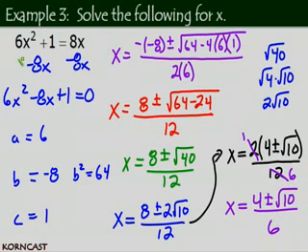So the final solution for 6x squared plus 1 is equal to 8x is x equals 4 plus or minus root 10 all over 6. And please don't forget that this solution has two answers because of the plus or minus.